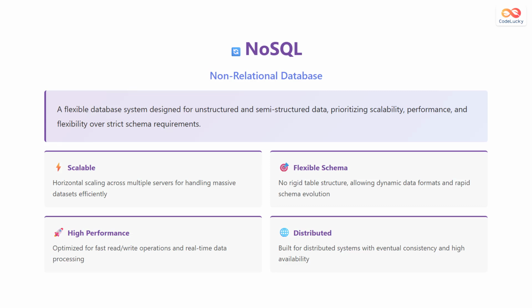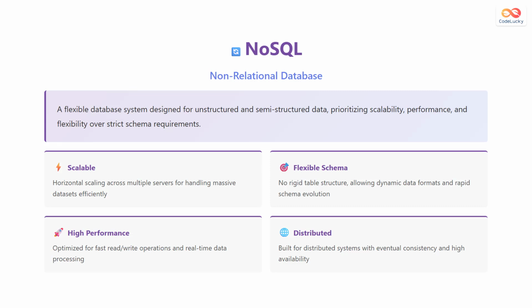NoSQL stands for non-relational database. It's a flexible database system designed specifically for unstructured and semi-structured data. Unlike SQL's rigid structure, NoSQL prioritizes scalability, performance, and flexibility. NoSQL databases are incredibly scalable. They can expand horizontally across multiple servers, allowing you to handle massive datasets efficiently.